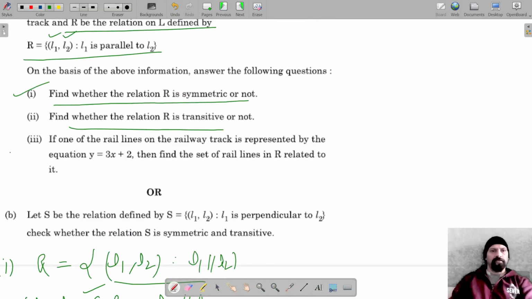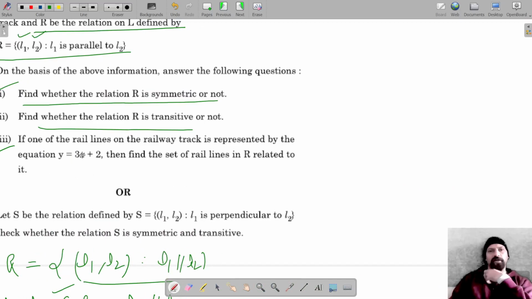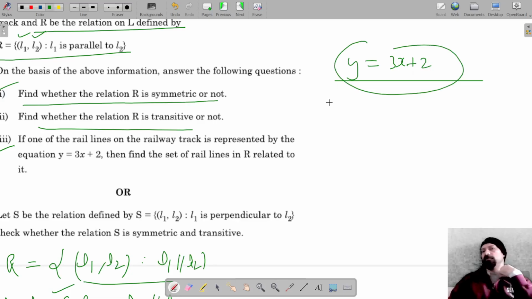Okay, for question number 3, it gives one rail line on the railway track, which is represented by the equation y = 3x + 2. This is the equation of the line in the form y = mx + c, where m is the slope of the line, so the slope of the line is 3.